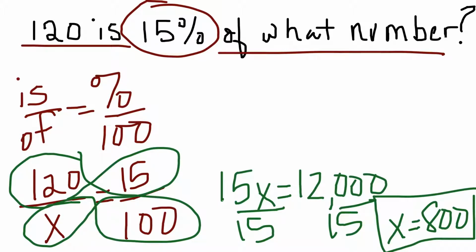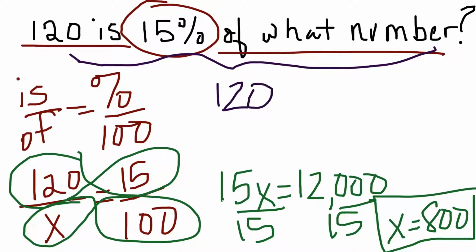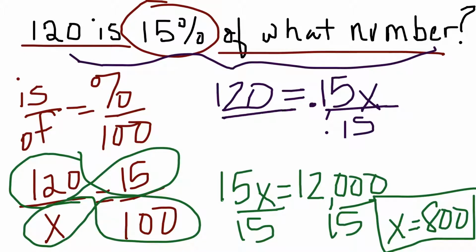Okay, so that's one way to do it. The other way to do it, and I'm going to do it in purple here, is to set it up like an equation, exactly how you're reading it. 120 is, so 120 is means equals 15%, as a decimal is 0.15, of, it's multiplication, what number? So if I divided both sides by 0.15, you would see that x still equals 800. So two ways to do it are is over of equals percent over 100, or reading it like a book and just setting up the equation accordingly. Okay, two more to go.